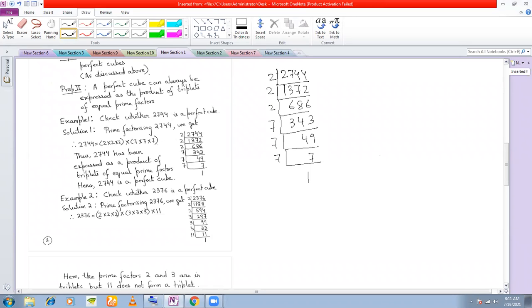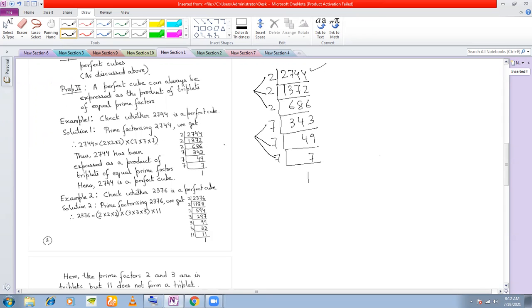What you see here is I want to check whether 2744 is a perfect cube or not, a cube number or not. So what I do here is I prime factorize this, and I get this one triplet. If you remember, in case of squares, to check perfect squares, we were pairing the numbers. Here we are not pairing, we are taking in threes.